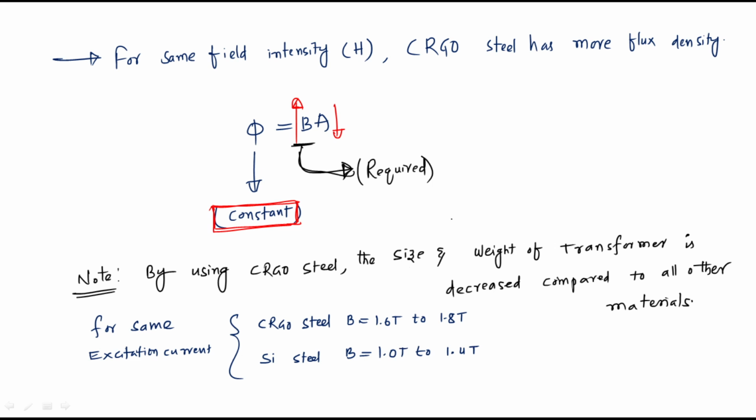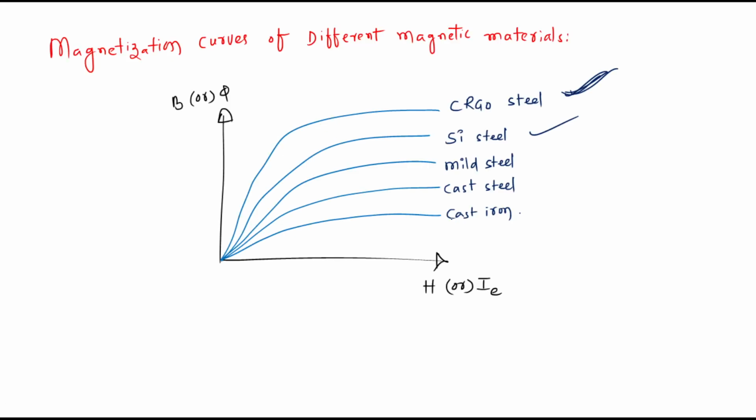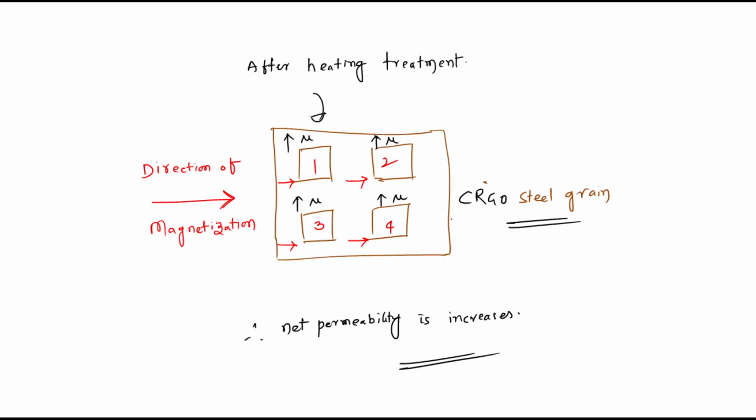What is the cold rolled grain orientation method? Before magnetization, all the magnetic domains or grains are randomly arranged. After heat treatment, all grains are arranged in the same, aligned manner. So obviously the net permeability increases, which leads to more flux. That process is called cold rolled grain orientation, and the steel is nothing but CRGO steel. This is the significance of silicon or CRGO steel.